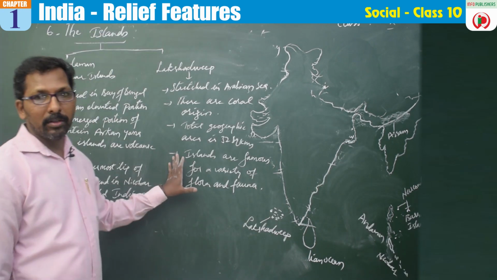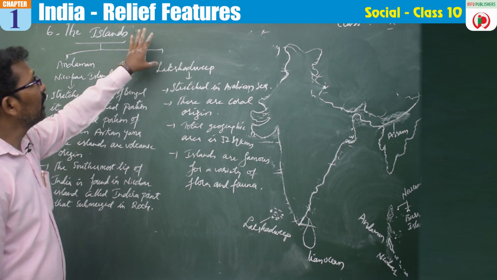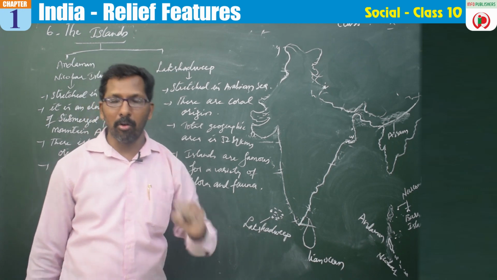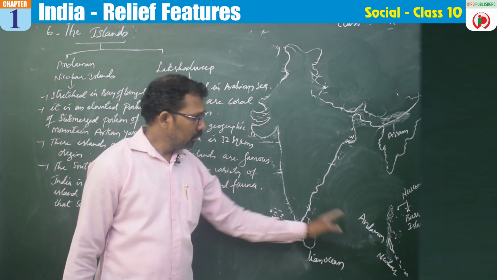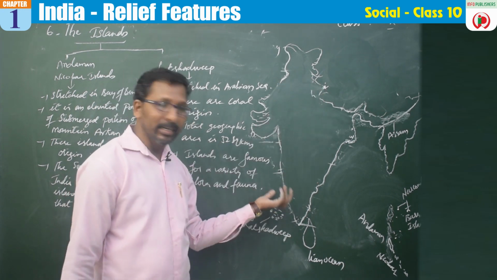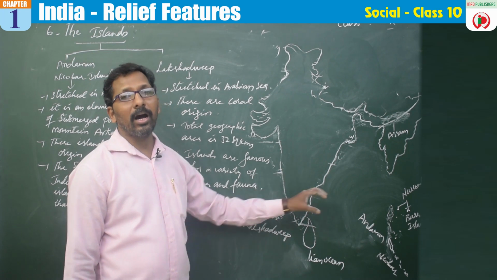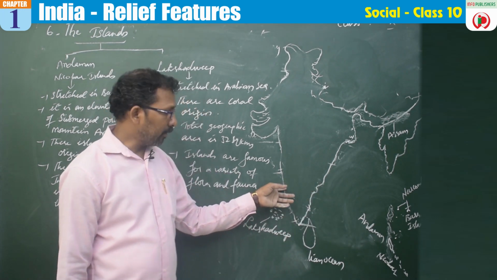So the last topic of the lesson is the sixth relief feature of India, that is the islands. These islands are also called archipelagos, means islands. So these islands, which are far away from the Indian landmass, are they part of India? Yes, they are part of Indian territory.